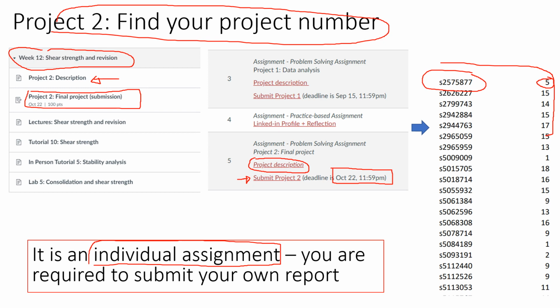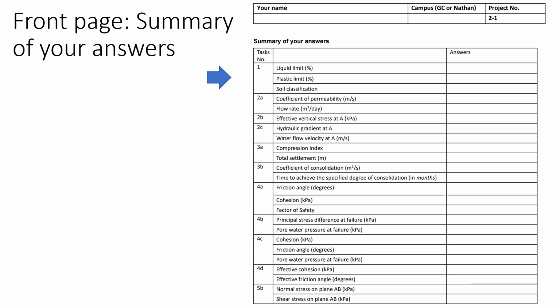Okay, let's go to the next slide. This is a little bit different from the first project. Here I would like you to put all your answers together on the front page. Once you open the project description, there will be this table with the task numbers, 1, 2, 3. There will be, I think, 6 together with the report. And I would like you to put your numbers here.